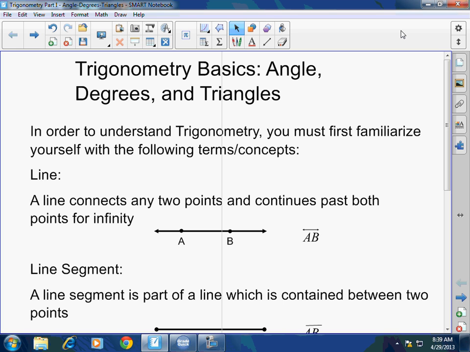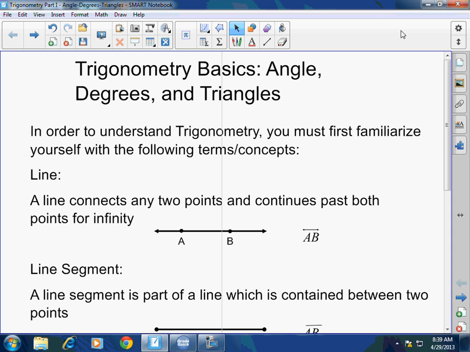Today we're going to start talking about trigonometry. We're just going to do the basics. Trigonometry is very intricate, but I'm going to teach you guys the very basics so that next year you can really understand it when you see it, and you'll be that much more ahead than the rest of the pack. Now, in order to understand trigonometry, you must first familiarize yourself with the following terms or concepts.